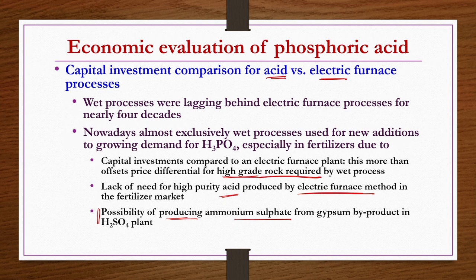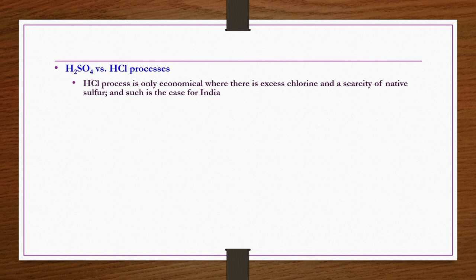So this is wet process or acid process versus electric furnace process. Now you realize that because of these factors, wet processes, where leaching of strong and weak acids possibilities are there. So now within the wet process, which one do you use, right? Whether you go for H2SO4 process or HCl process. HCl process is only economical where there is excess chlorine and a scarcity of native sulfur. So obviously in India that is the issue. So then we can go for HCl process.